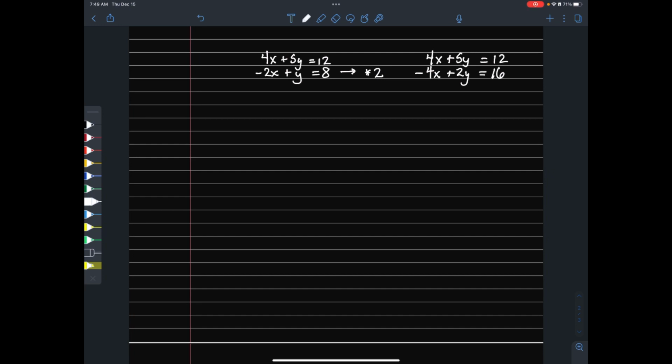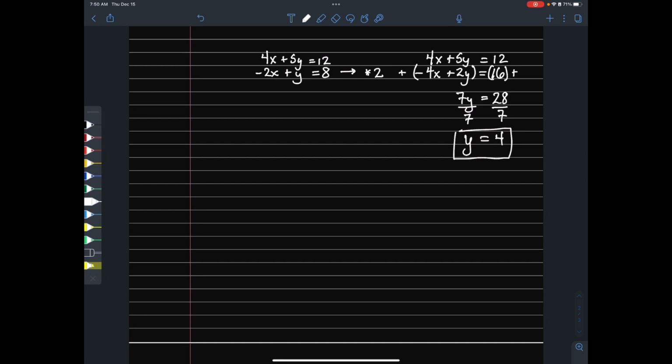elimination. So I'm going to add everything on this side. I'm going to add everything on this side. And I'm going to get 4x plus negative 4x. Well, that's 0. That was the goal. I got rid of one of my variables, and I've got 5y plus 2y, which is 7y. And over on the right-hand side, I have 12 plus 16, which is 28. Again, I now have a very simple process for solving, and I get y equals 4.